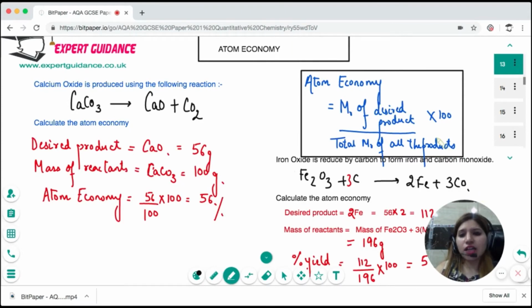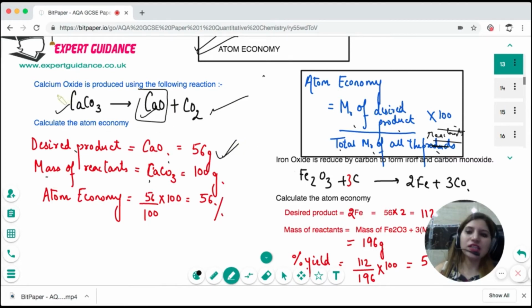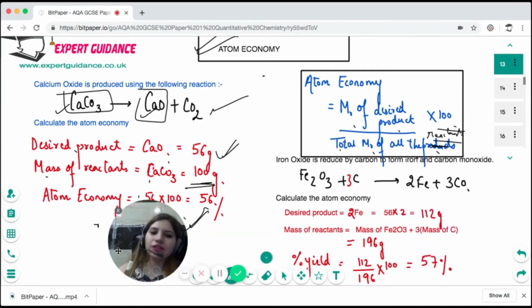Now, there's another concept which is very important for chemists, the atom economy. Atom economy is the MR of the desired product over the total MR of all the reactants, times 100. Now let's see how this works. Calcium carbonate gives calcium oxide plus carbon dioxide. What is our desired product? Calcium oxide. What is the MR of that? 56. What is the mass of the reactant? There is 100 grams of the reactant that is reacting. So atom economy is 56 over 100 times 100. So it is 56%.